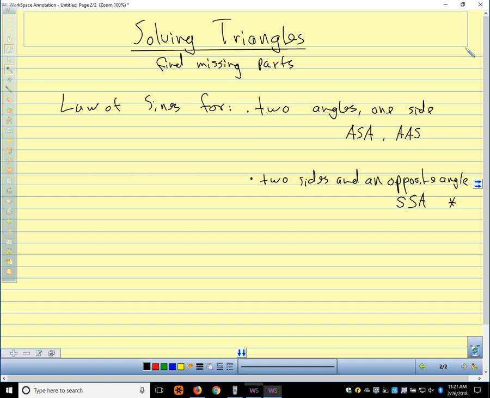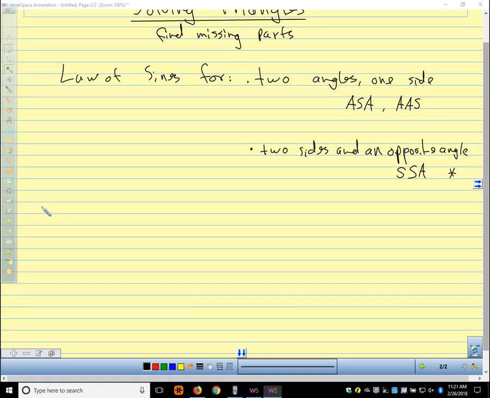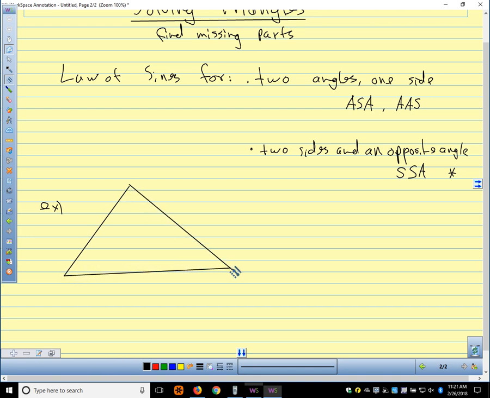All right, so let's look at some examples. Here's my triangle, just a generic triangle. And these triangles are not drawn to scale. I'm going to call this A, B, and C. And we'll say side a is 3, angle A is 25 degrees, and angle B is 70 degrees. And we want to find b and c.